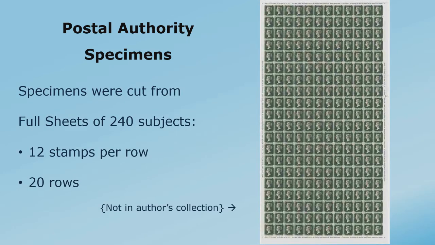Okay, so here's a sheet of the penny black. That's also not in my collection. But specimens were cut. In the case of the penny black, which was an imperforate stamp, they were cut with scissors. A full sheet of 240 subjects gave you 12 stamps a row times 20 rows. This is an example of how the cutting of those original sheets would have taken place.